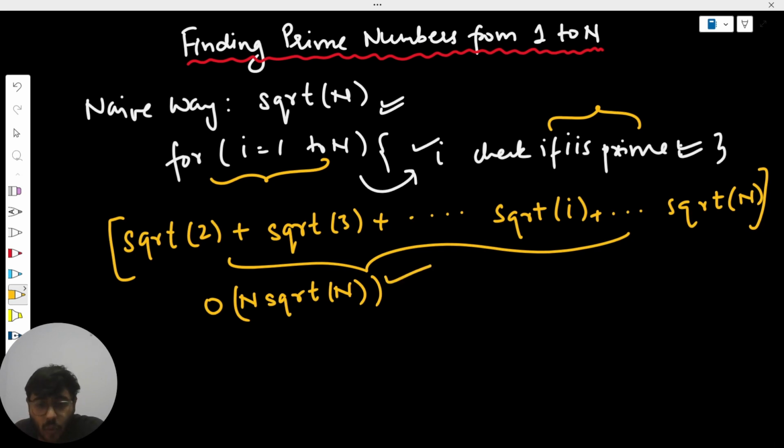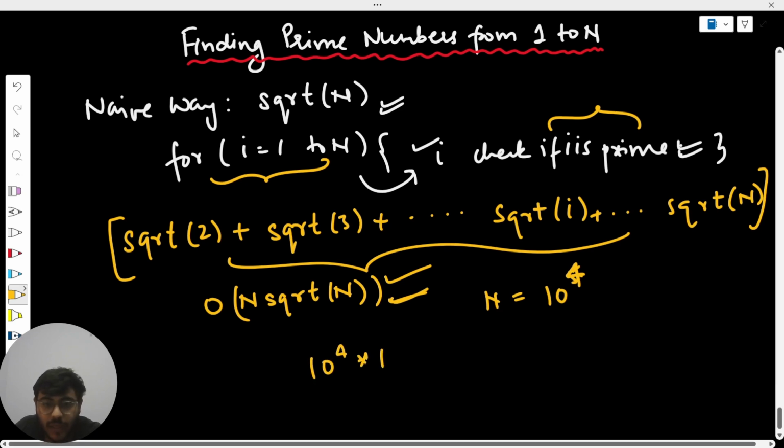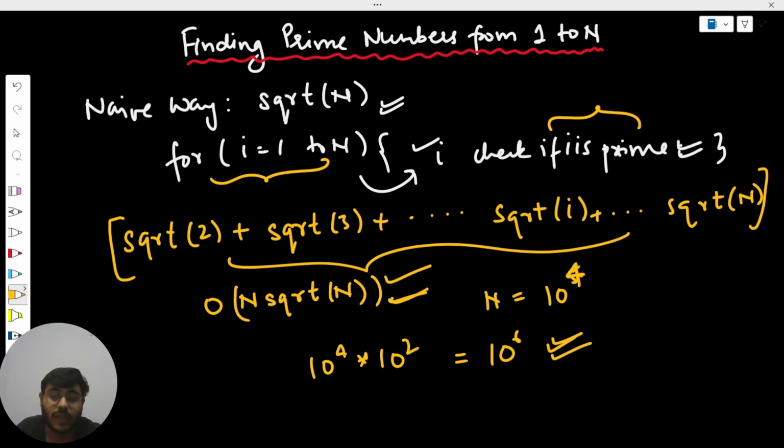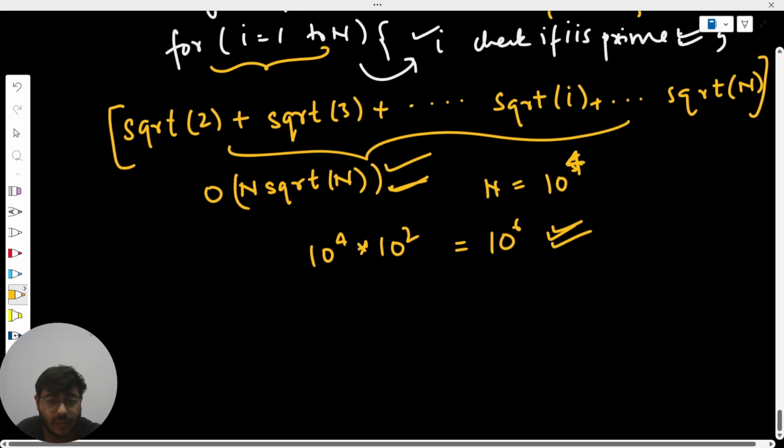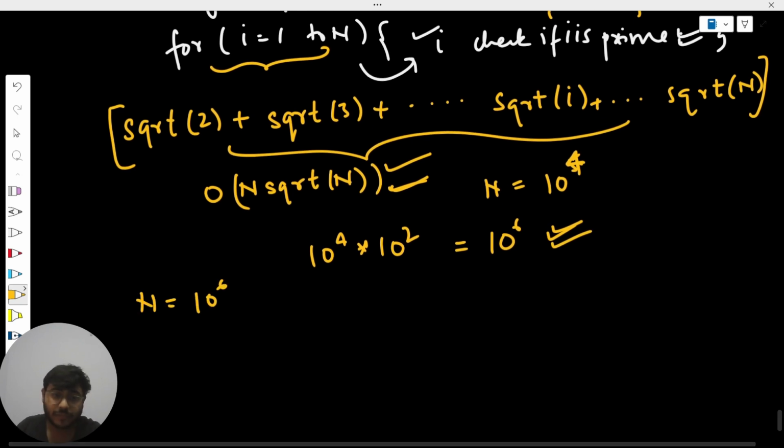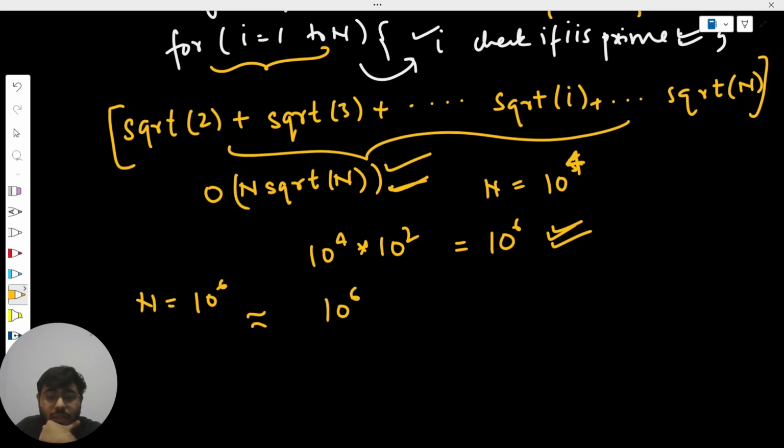Now the thing is, will this time complexity work? Will this approach work or not? Let's say the value of n is 10 to the power of 4. Then 10 to the power of 4 into 10 to the power of 2 is around 10 to the power of 6. This will work because the constraint is up till 10,000. Let's say I increase the value and my constraint is 10 to the power of 6. Then it goes to 10 to the power of 6 into 10 to the power of 3, which is around 10 to the power of 9. Will this approach work? This approach will not work, and you will get a TLE.